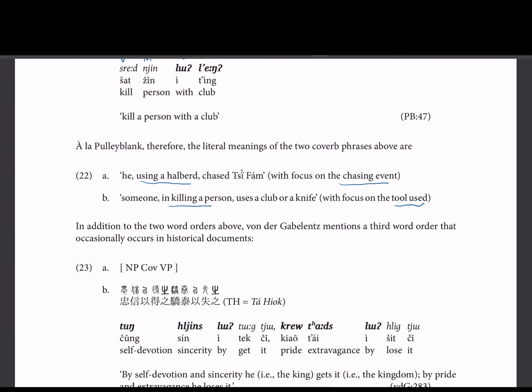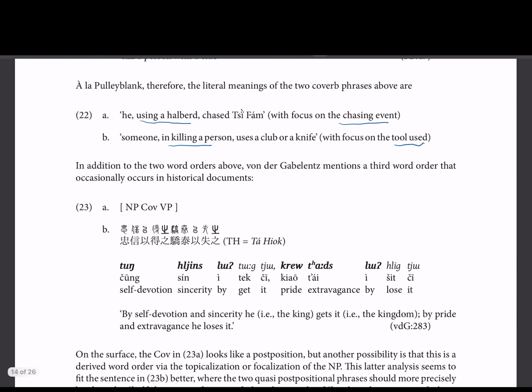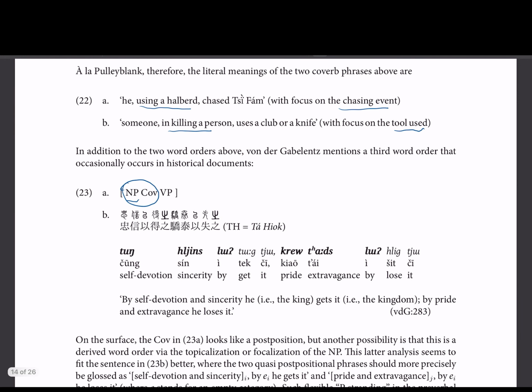Von der Gabelentz also mentions a third word order. So we have a nominal phrase as usual, but the coverb that governs the nominal phrase is placed after the nominal phrase. As an example, let's take a look at the sentence in 23b. Tong Ling's le, by self-devotion and sincerity. The main verbal event is tuk do, get it. So someone gets something by self-devotion and sincerity.